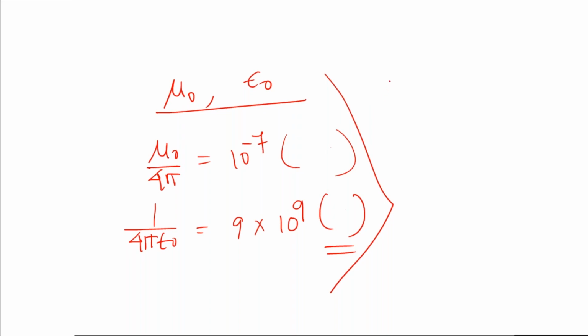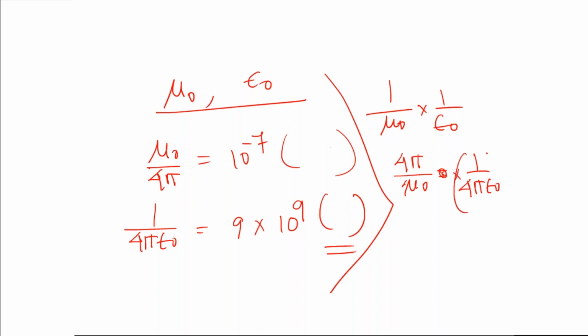So let us take mu naught, and we'll take epsilon naught like this. Now look, I'll do one thing. I'll just multiply 4 pi here, 4 pi by mu naught, and I'll multiply 4 pi down again, 4 pi epsilon naught.